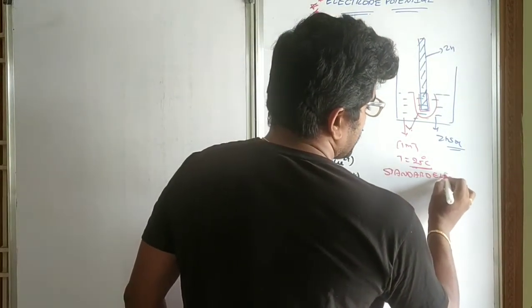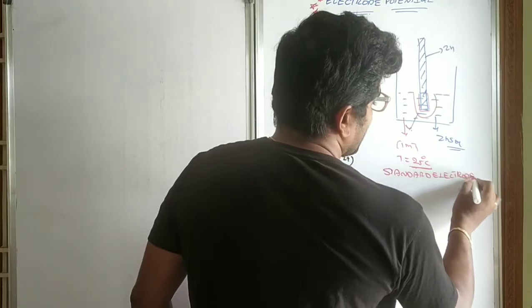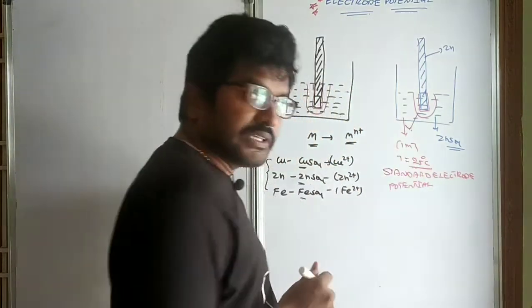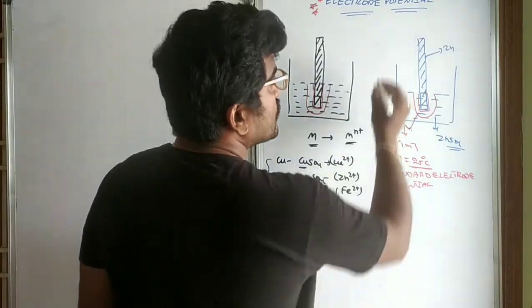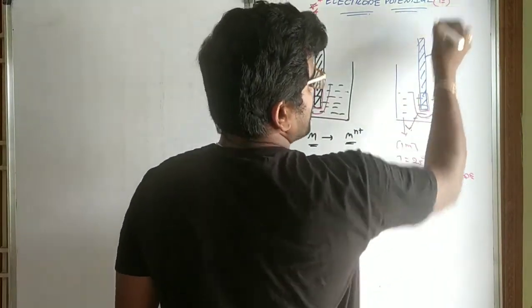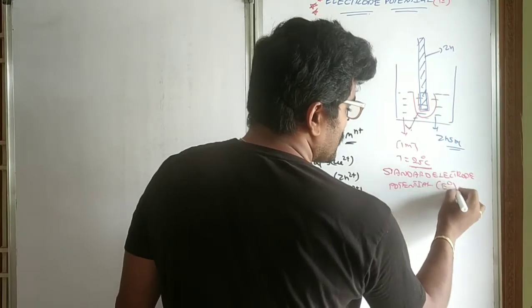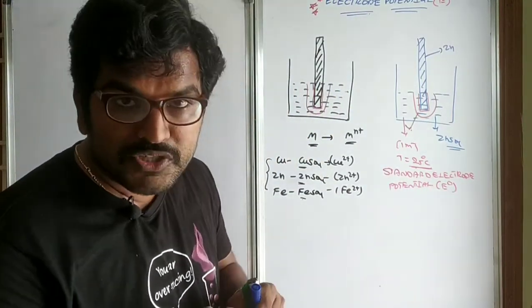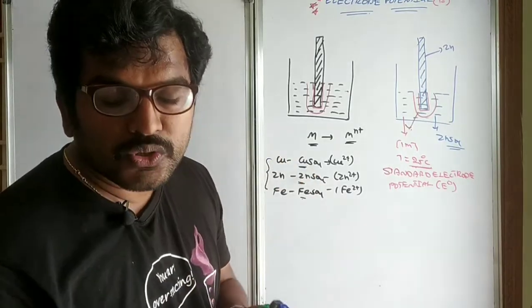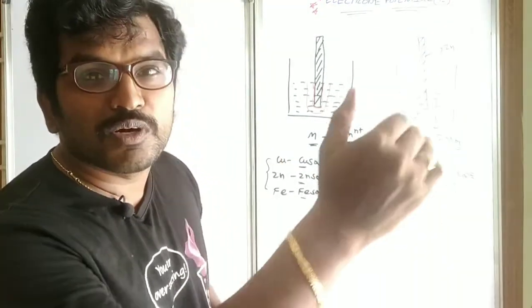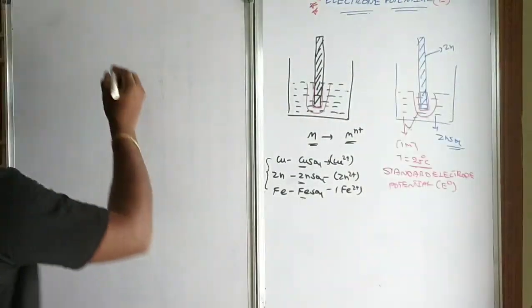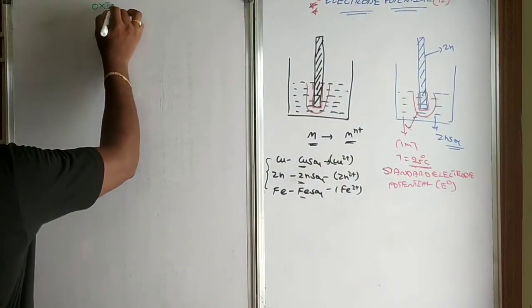Standard electrode potential. So see carefully, electrode potential means we will use the symbol E. Standard electrode potential means we will use the symbol E0. Now the real game starts. What is reduction electrode potential and what is oxidation electrode potential? These are very important things for us. Two electrode potentials are there.